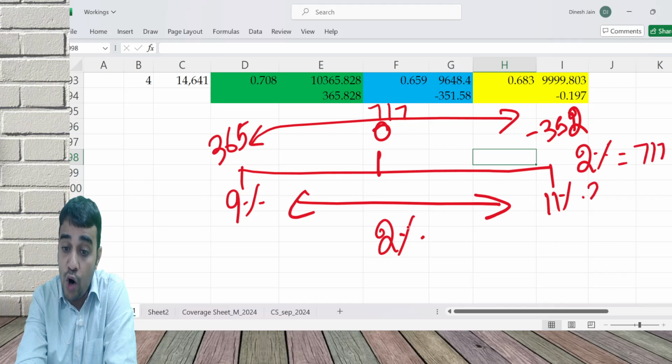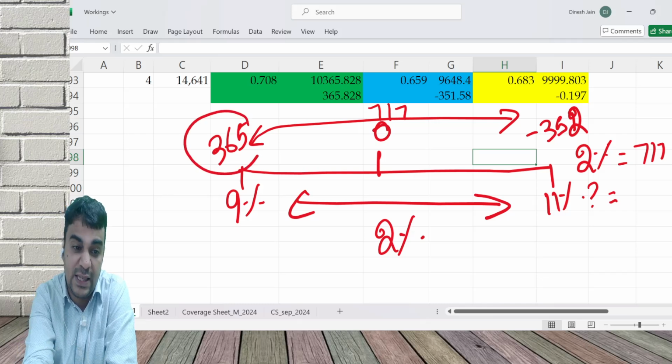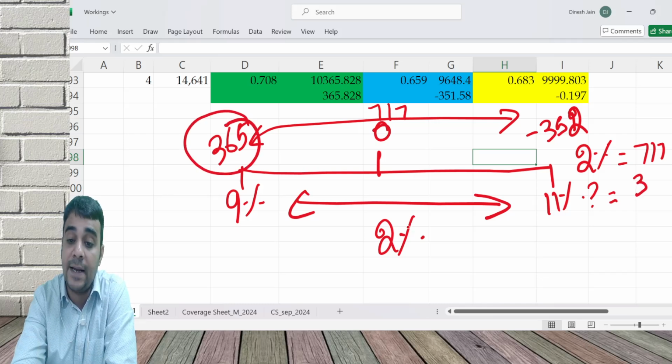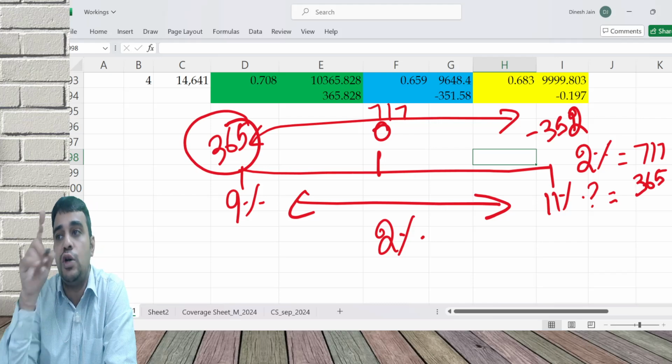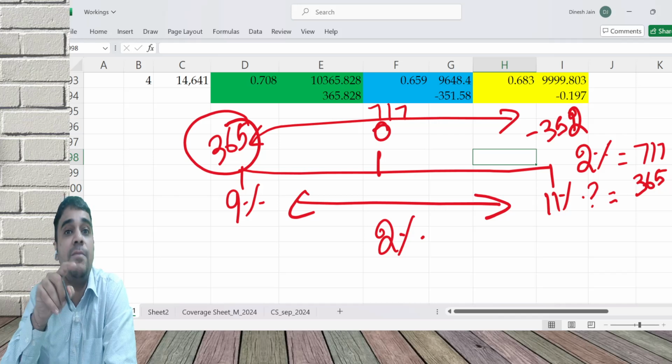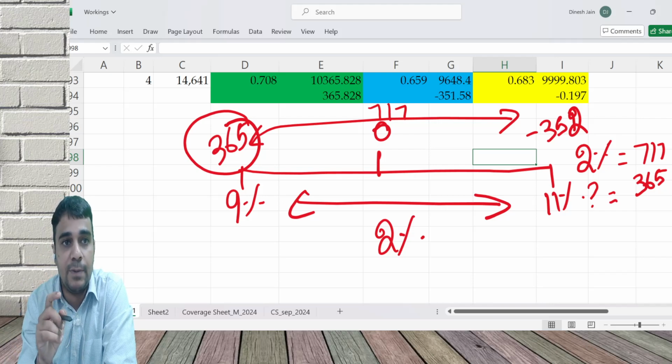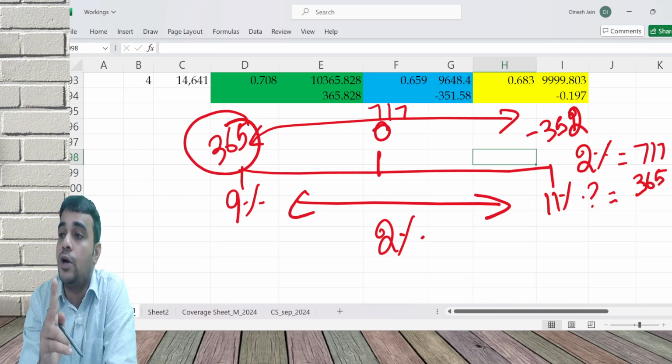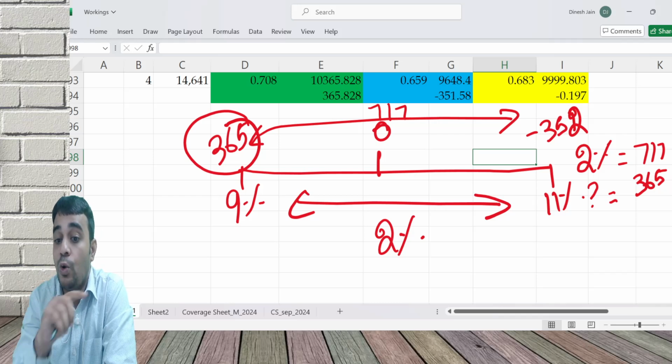717. What should be the percentage so that this 365 becomes 0? If 2 is equal to 717, question mark is equal to 365. You will do a cross multiplication. I'll repeat again. 2 is equal to what? 717. Question mark is equal to 365. Tell me that question mark.